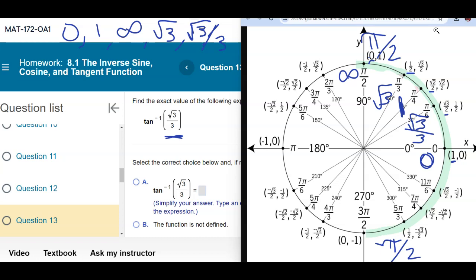Alright, but that being said, now I have the answer that I want. It's a positive square root of 3 over 3. So that's right here. And I want to know where inverse tangent is equal to that. So it's that positive pi over 6. So this answer is pi over 6 there.